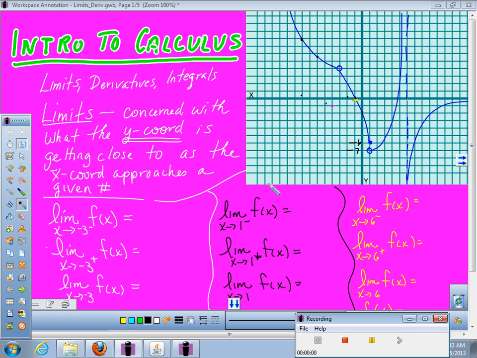There are actually three major parts of calculus. You learn limits, you learn derivatives, and you learn how to do integrals.